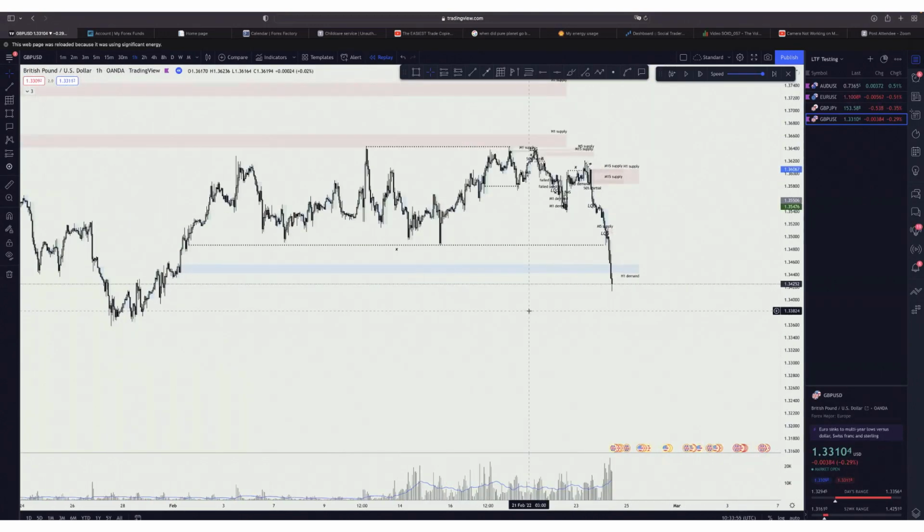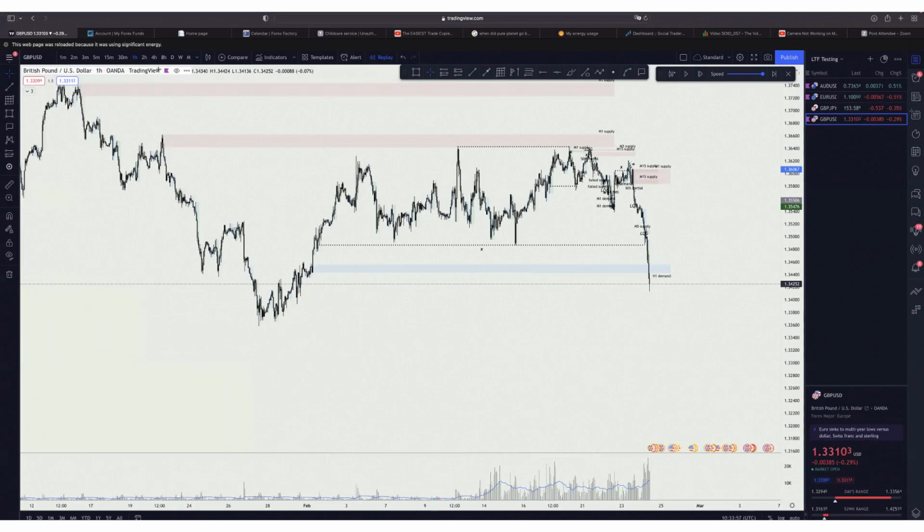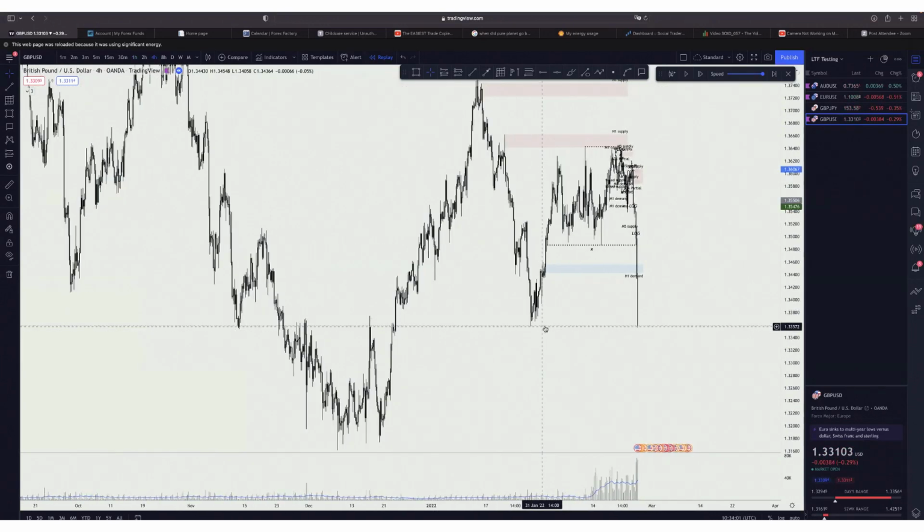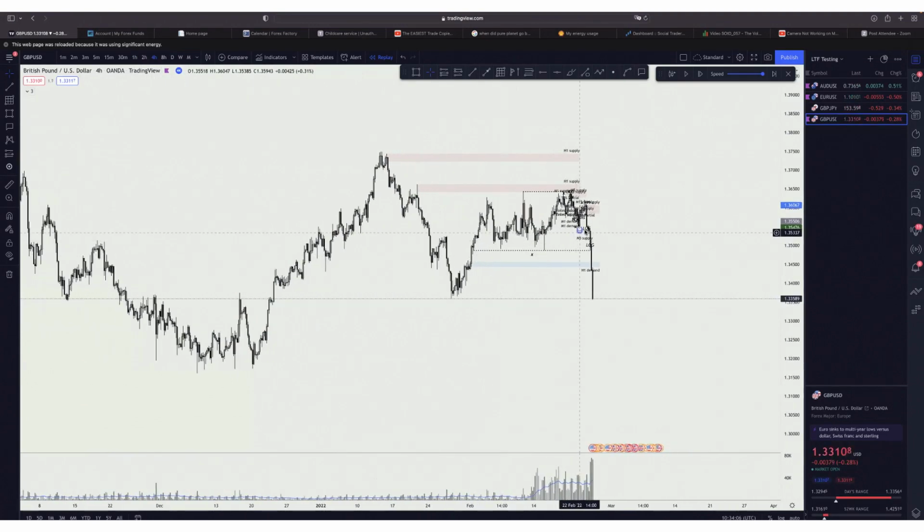Okay, so that's another failed. I'm going to zoom out a little bit. So yeah, there's just no way of getting in on that unless you get in at the top. Yeah, just like a falling knife and that's it.